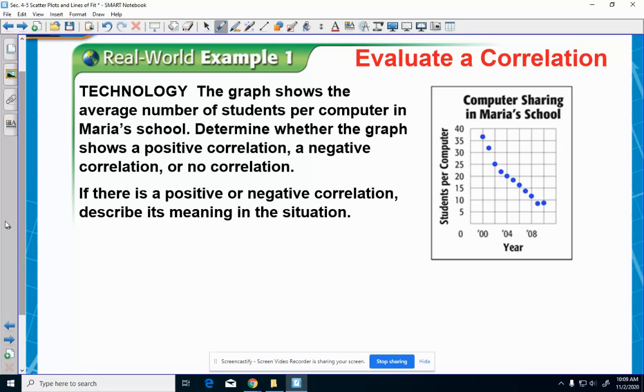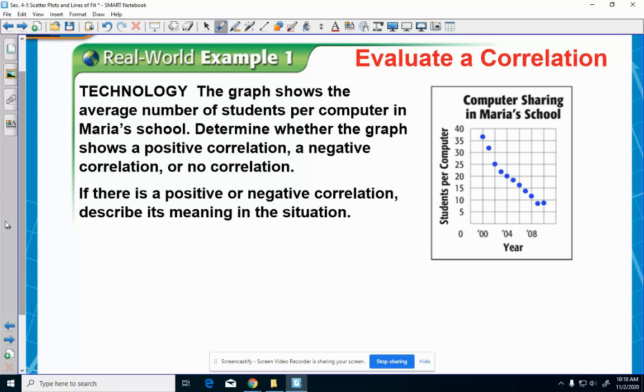So just because it's negative doesn't mean that the result has to be a bad thing. In this situation, it actually is a good thing. Maybe. If there's less kids coming to school, then that's not a good thing. Well, that's true. If there's less kids coming around, then that's not necessarily a good thing.